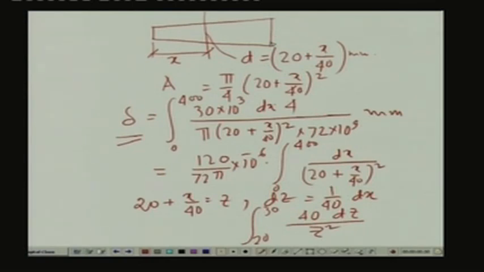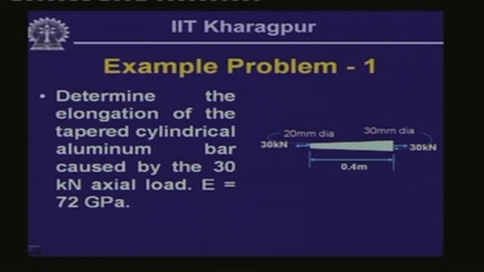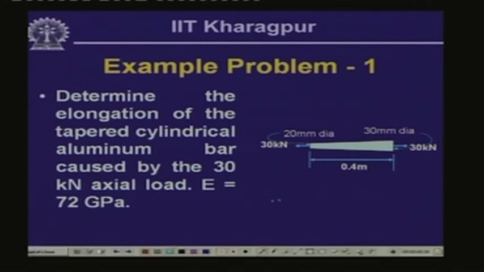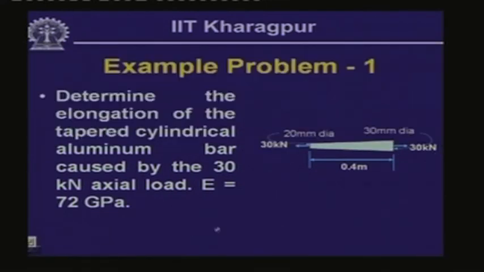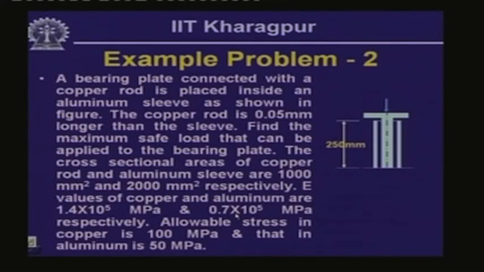So, for a member which is tapered, if we know the diameters at the ends, we can compute how much is the elongation that the member will be undergoing. Hope you could compute this. Well, let us look into the next problem, next example, which is in terms of the indeterminate problem.